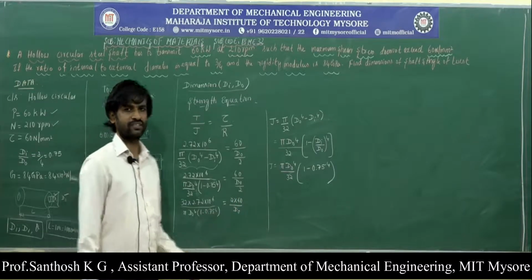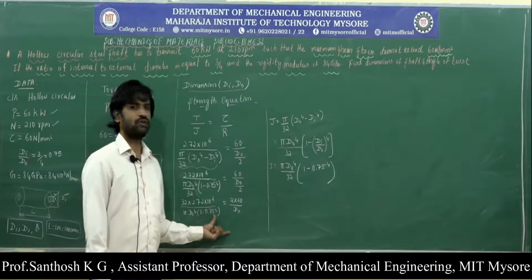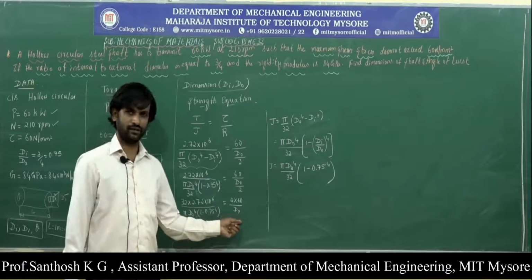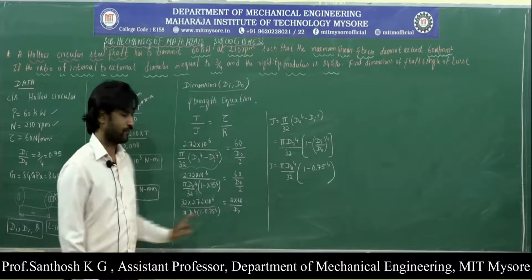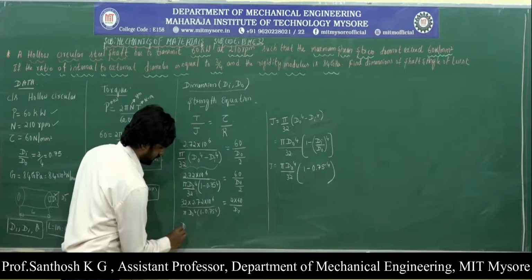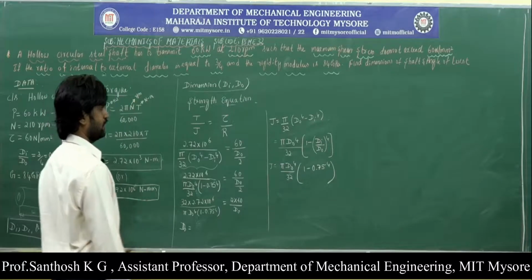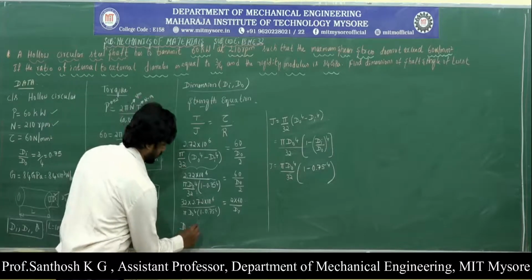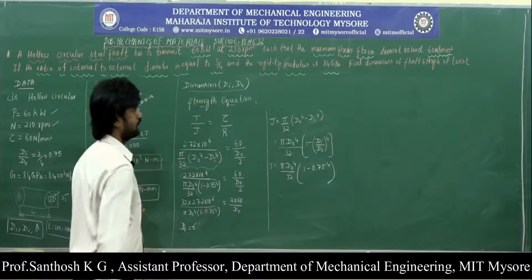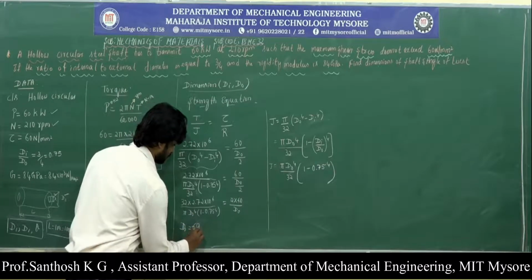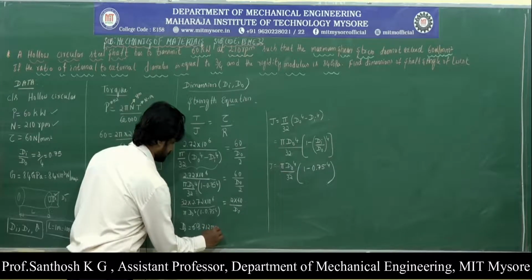If you see this equation, the only unknown we have is d naught. So by solving this, we will get the value of d naught. The value of d naught you are going to get is 69.712 millimeters.